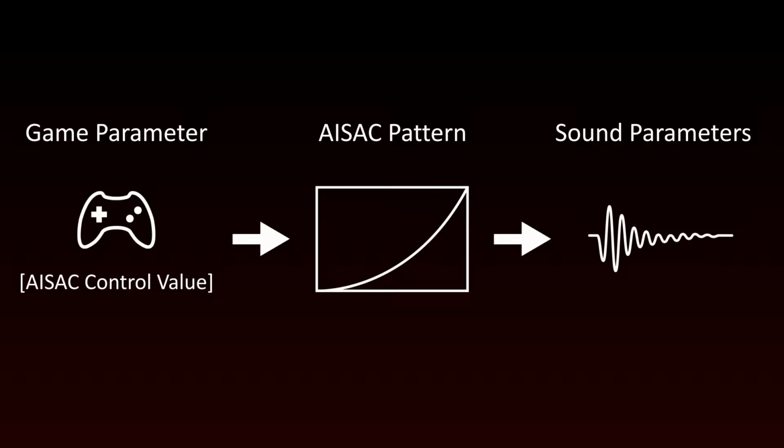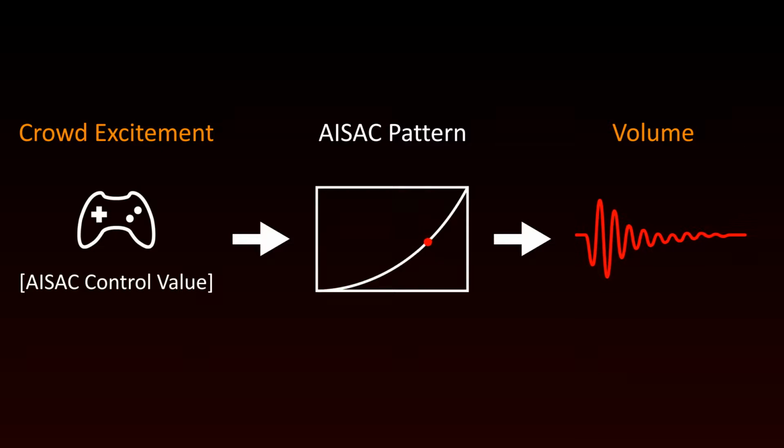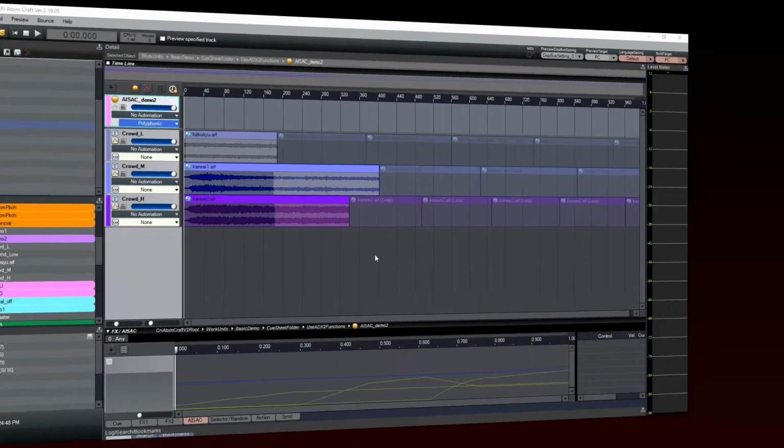For instance, it can be used to simulate the reaction of a crowd. In that case, the game will send the crowd excitement level to the AISAC assigned to a cue, which will change the sound of the crowd in real time. Let's see how it works.